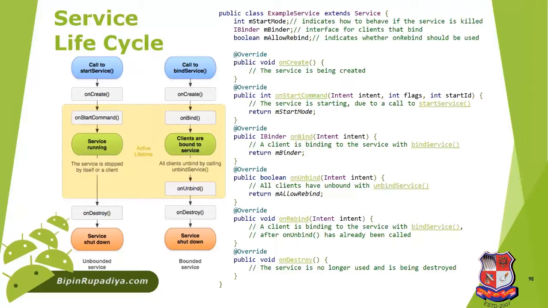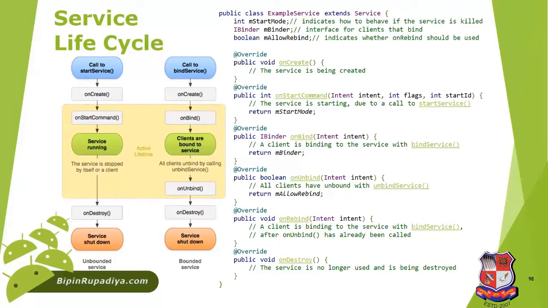So all the initialization that is required when the service is being created, you need to write all these things, like say that you require the database connection and all of those things, that you need to initialize all properties right there. Then in the case of unbound services, onStartCommand will be called, right?